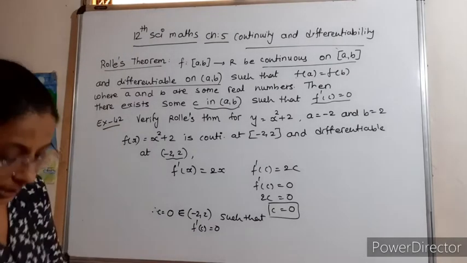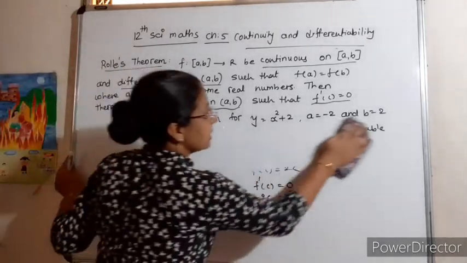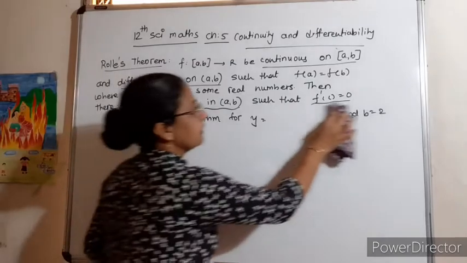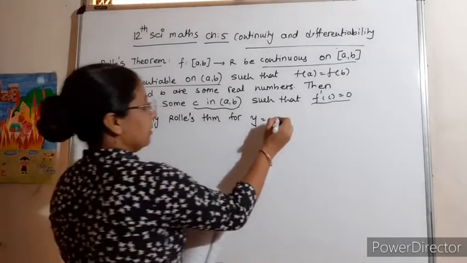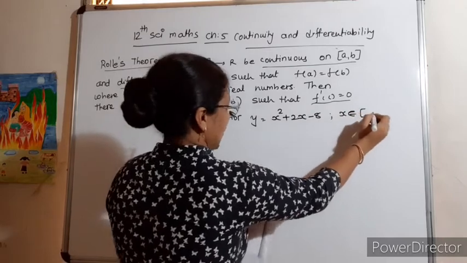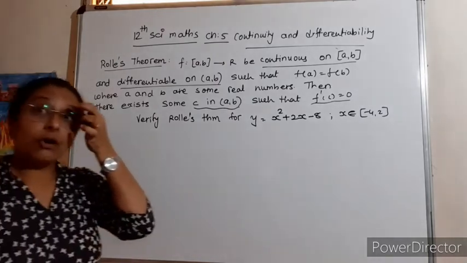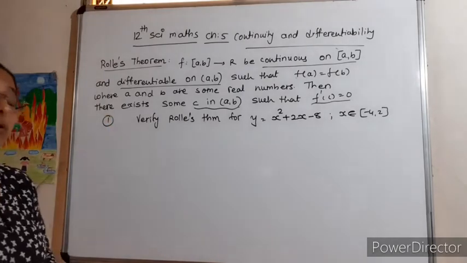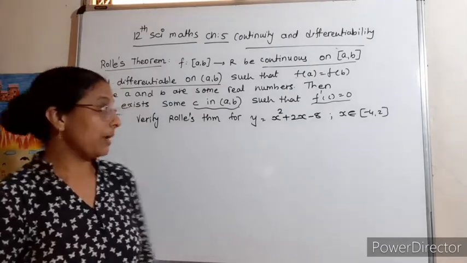So here is example 42. Then write down, verify Rolle's theorem for, here is the function and the values are changed, verify Rolle's theorem for x square plus 2x minus 8, x belongs to the closed interval minus 4 and 2. Okay, so now you have to verify Rolle's theorem. This is exercise question number 1. We'll do all the sums of Rolle's theorem first, then we go ahead with the next theorem, right? So we'll practice for this.